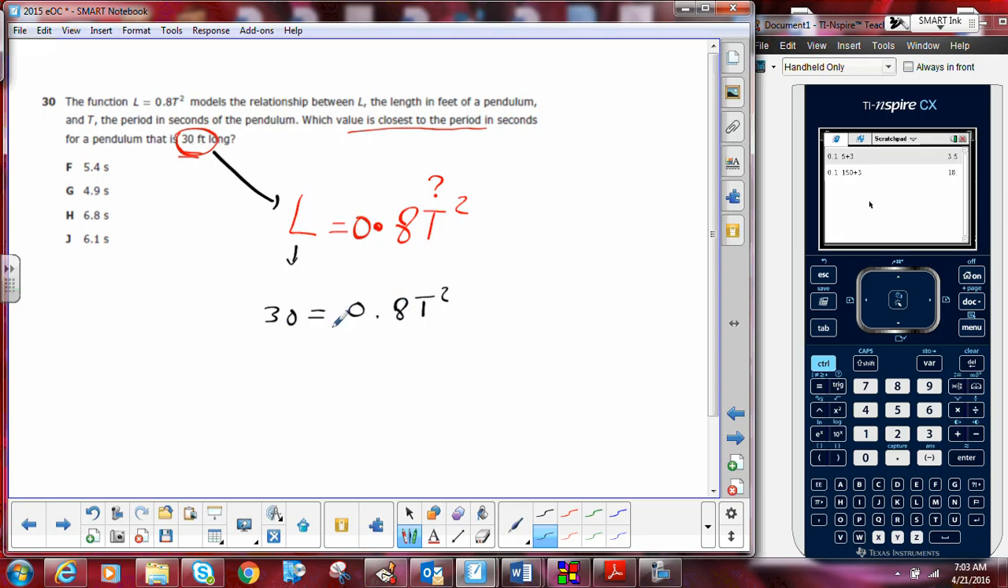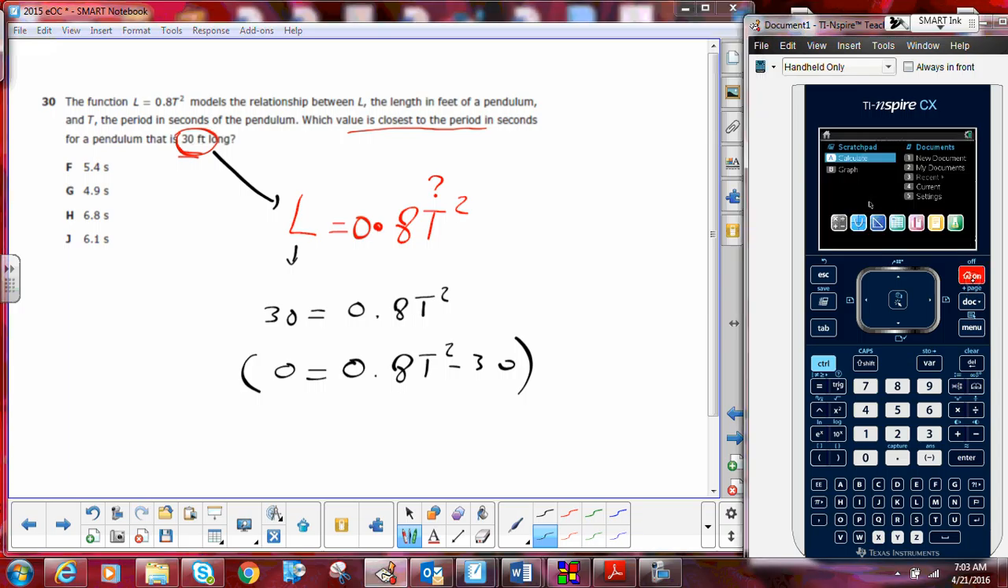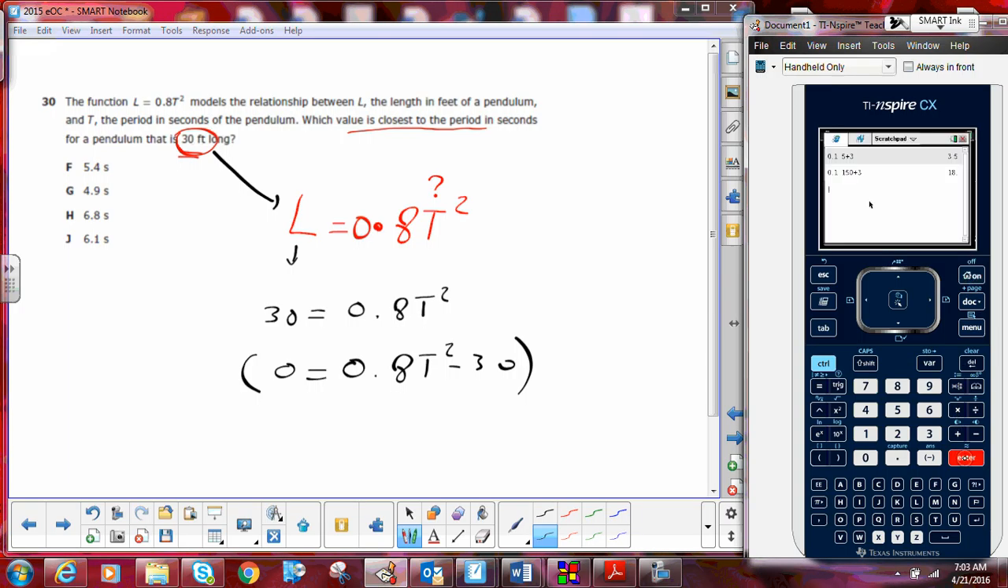Now, this is what I tell my students. If you can set up your quadratic equation, you can solve it using the calculator. I will show you how. But first, your equation must be equal to 0. So subtract 30, subtract 30. So the equation you're going to solve is 0.8t² − 30 = 0. When your equation is set to 0, guess what? You can solve it using the poly roots. So this is what you do.